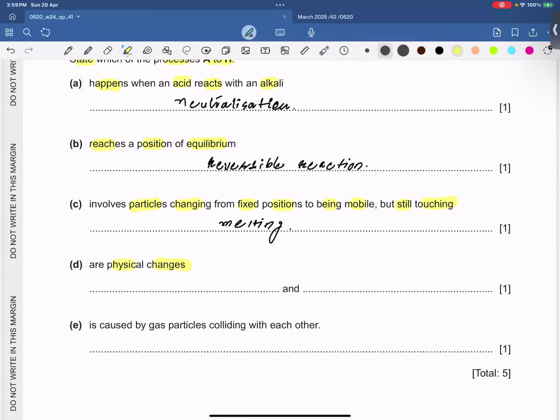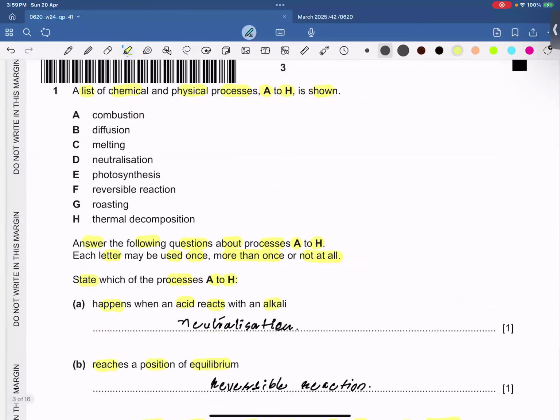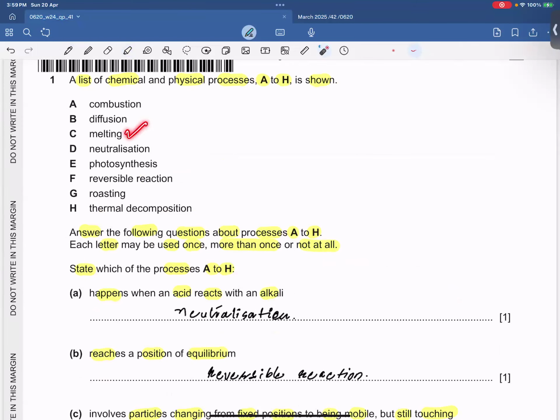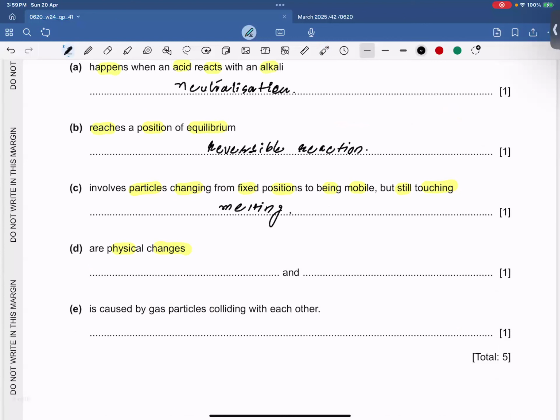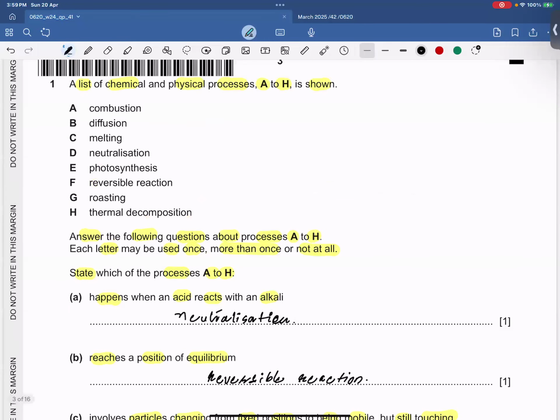Or a physical change is basically melting. Physical change is basically melting. And in thermal decomposition, a chemical change takes place because new products are formed.